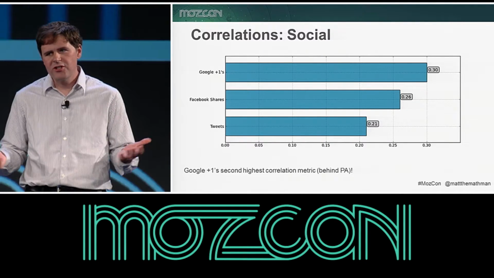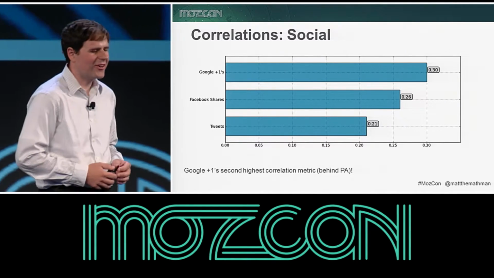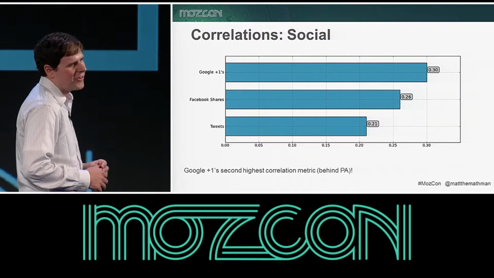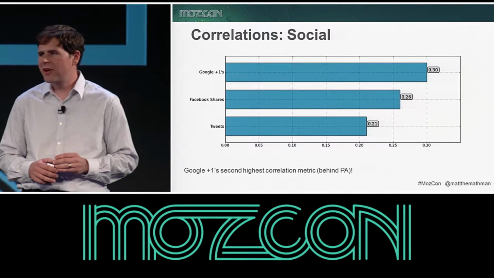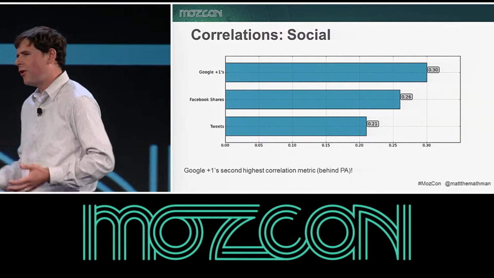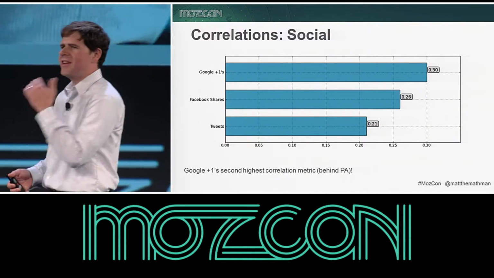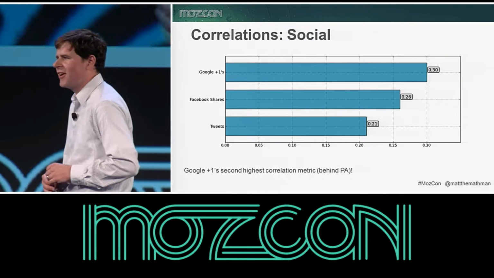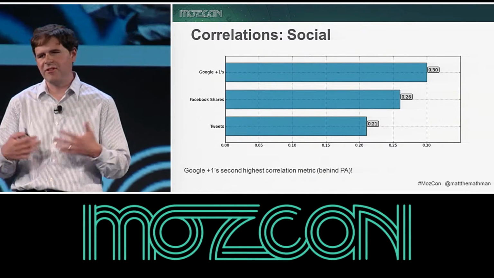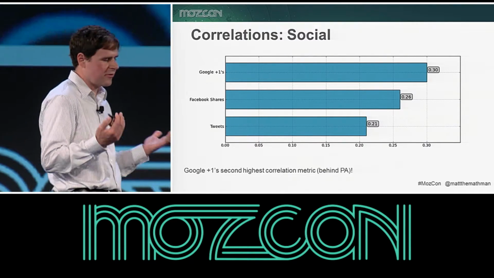Is this causation? I don't know if this is causation or not. We certainly know that Google is going to crawl Google+. In fact, they might not even need to crawl Google+. It's very conceivable that they have some API or some feed that feeds directly into their PageRank algorithm that says these are the links that were shared on Google+ and the number of times that they were shared.